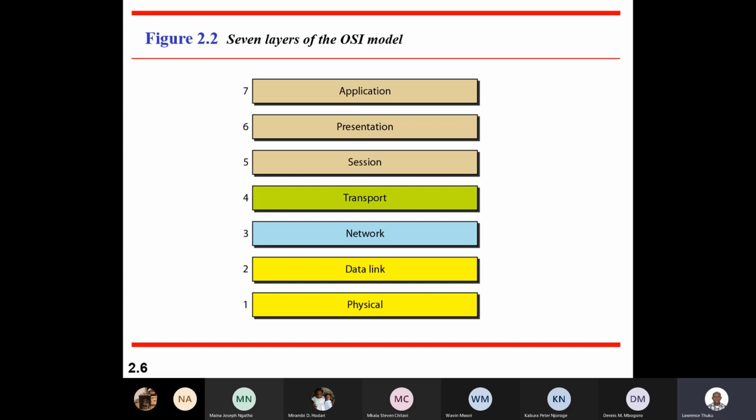Middle layers, we have the network, transport, and session layers. Then of course the upper layers. The middle layers are network and transport, whereas the upper layers are the session, presentation, and application layers.